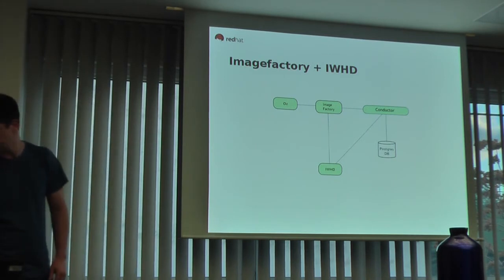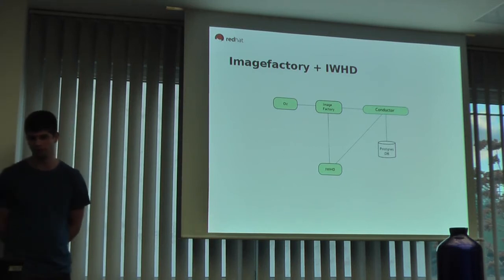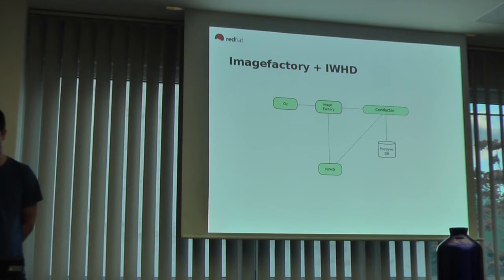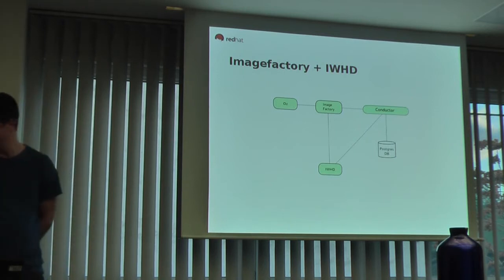And by the way, it looks to any of you guys like if you cut the little string connecting Oz and Image Factory, it would drop a Postgres DB on somebody. That is actually true. It was a little bit of a Rube Goldberg machine.